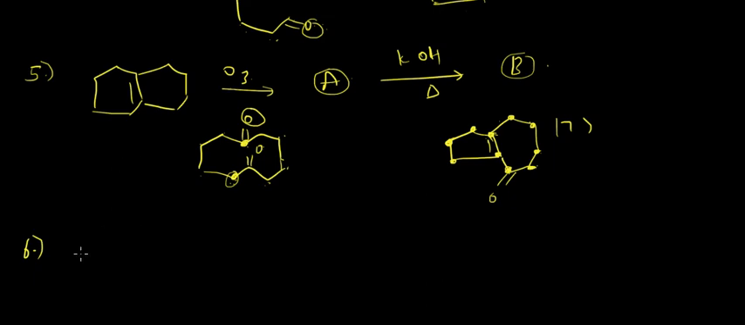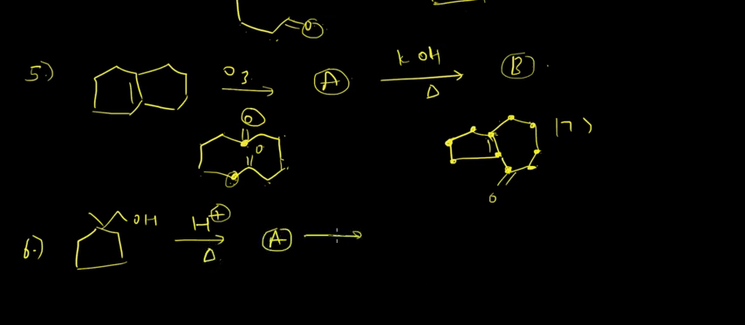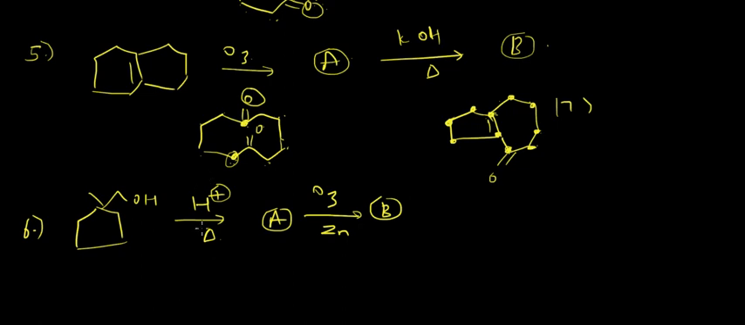Okay, let's look at this example wherein we have something like this OH here, and then we are passing it in, let's say, acidic medium, and then we are heating it, we get product A. Then we are passing it in presence of O3 and zinc, we get product B. And then okay, so just identify products A and B.